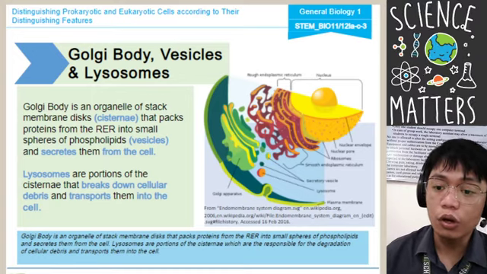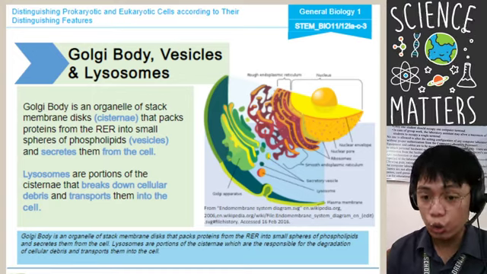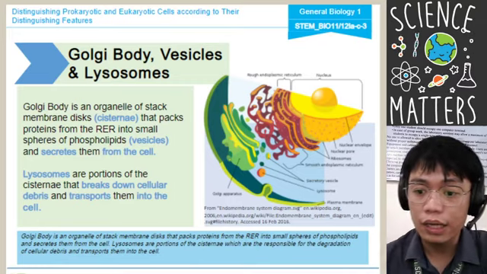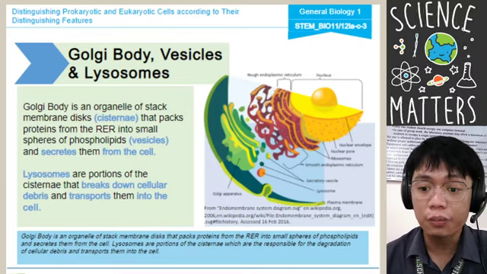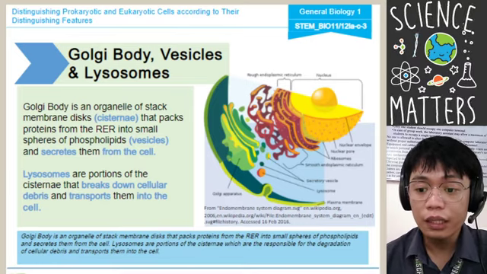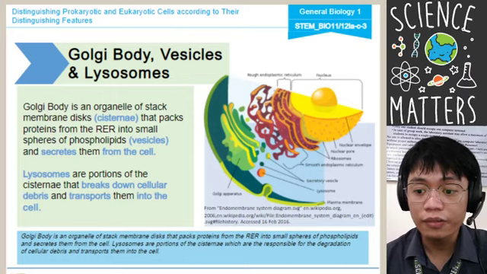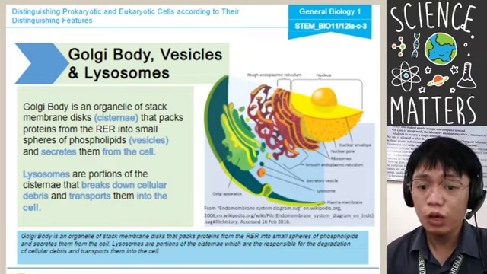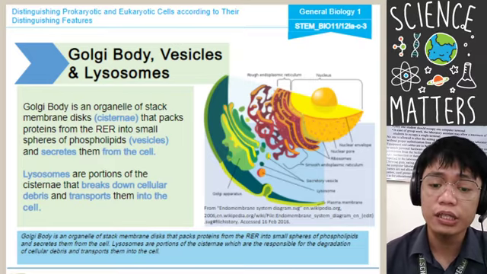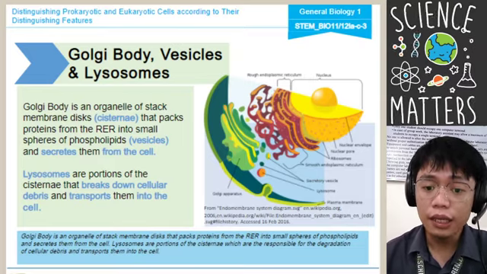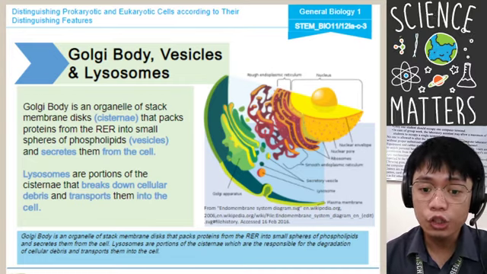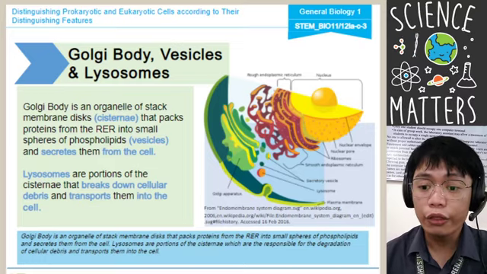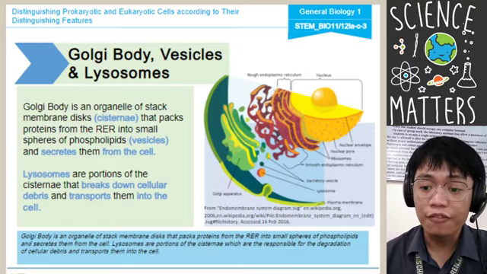Next, we have the Golgi body, vesicles, and lysosome. When we say Golgi body, it is an organelle of stacked membrane discs called cisternae that packs protein from the rough endoplasmic reticulum into small spheres of phospholipid vesicles and secretes them from the cell. Basically, the Golgi body is said to be the packaging center of the cell because it packs the most essential needs of the cell through the phospholipid vesicles.